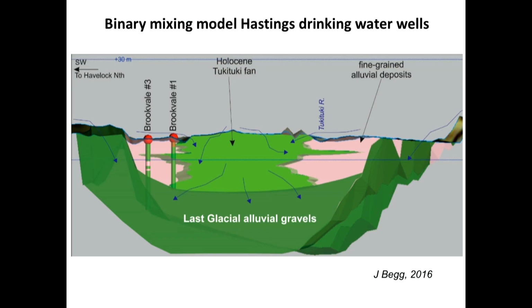So the situation is, however, a little bit more complicated in the Heretaunga Plains, and this is a geologic cross-section which John produced from his wonderful model. What we see here are the Brookvale wells, but they actually tap into multiple layers of aquifers. That means that old water from down here, or young water from a shallow flow path, can be hidden in mostly old water which is coming from a deeper aquifer. So basically we have to revise our understanding about groundwater models here completely.